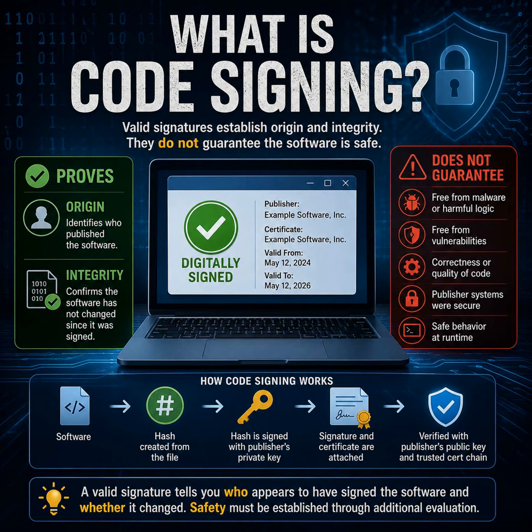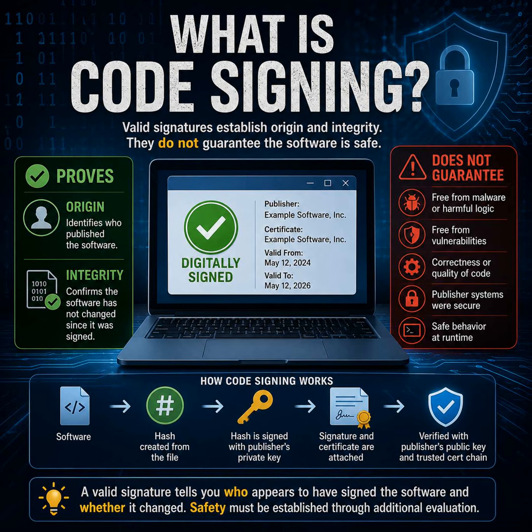Code signing is a process in which a publisher applies a digital signature to software or another code-based artifact. The signature is created with a private cryptographic key and checked with the related public key. A digital certificate commonly connects that public key to a named publisher, while a cryptographic hash represents the specific content that was signed. These parts work together to support two central claims.